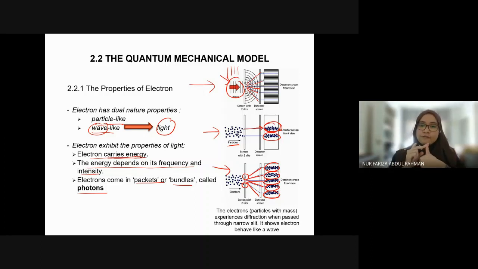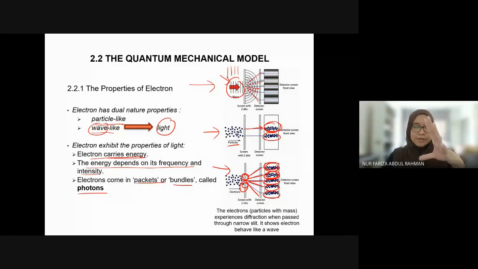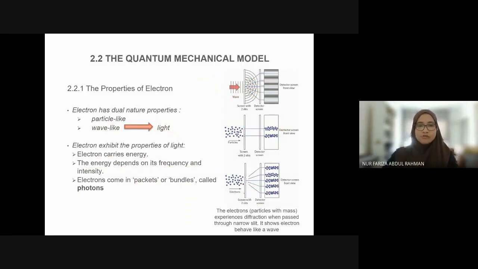When they get diffracted, that is the property of a wave. So as you can see, we have two properties here. When they gather together, that is what we call particle-like. But when they are diffracted, even though we have 2 slits, now they diffract into 5 parts. That is called diffraction. So that is what it means. Hope you get that.